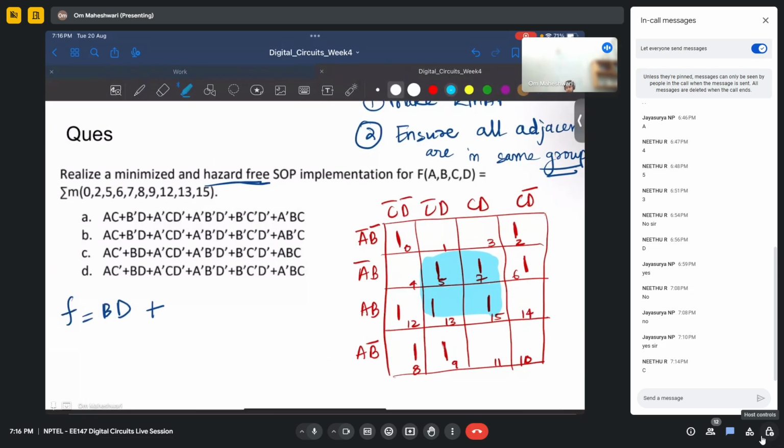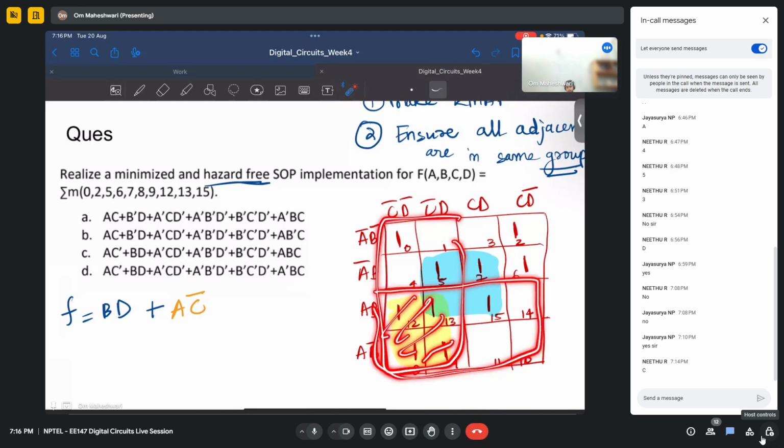Then we can make another group. Let's just make only essential groups first. So we can have another big group here, these four. This group is A C bar, right? This is A, this is C bar, intersection is A C bar.